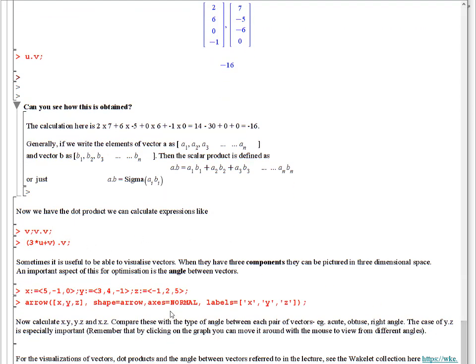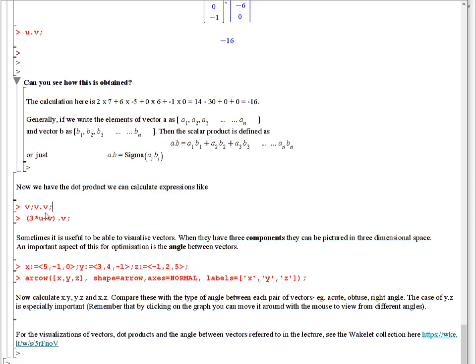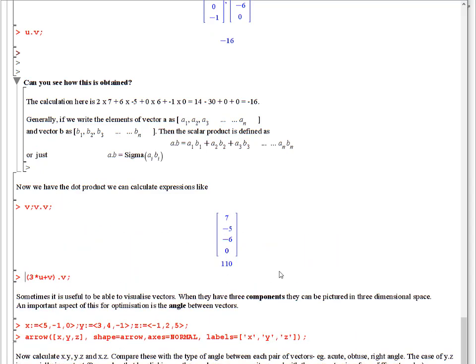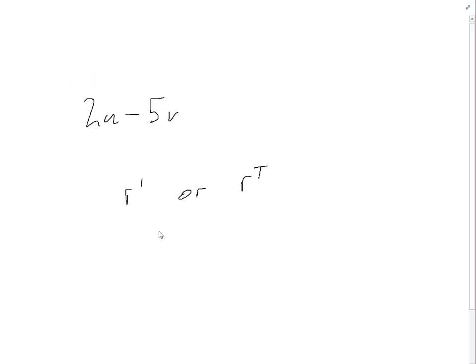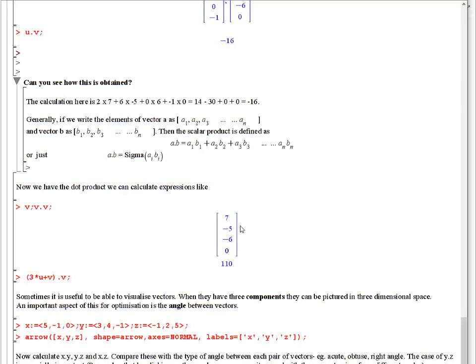So anyway, now you've got the dot products, you can calculate things like v dot v. This will be written, by the way, if you have a vector v, v dot v, you could write this as v squared. You'll see that sometimes. So a vector times a vector, you can write as a vector squared. So that would be 7 times 7 plus negative 5 times negative 5, etc. So it's the square of each of these, which is 110 when you add it up.